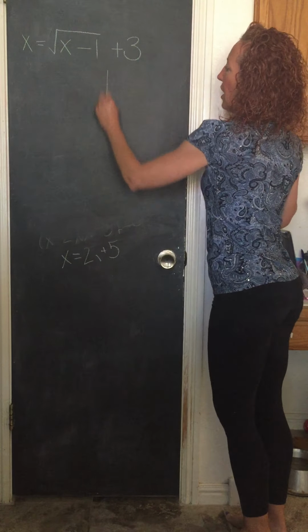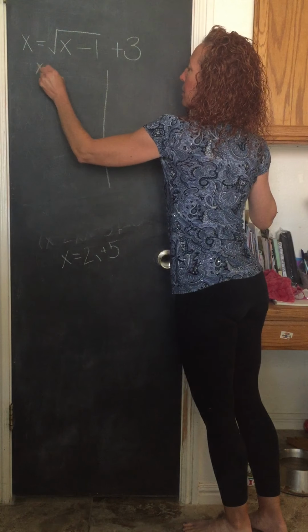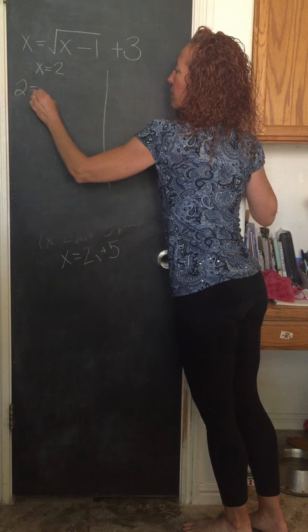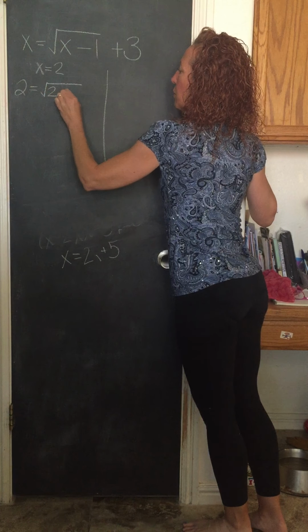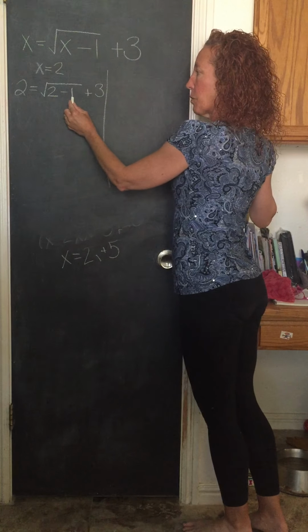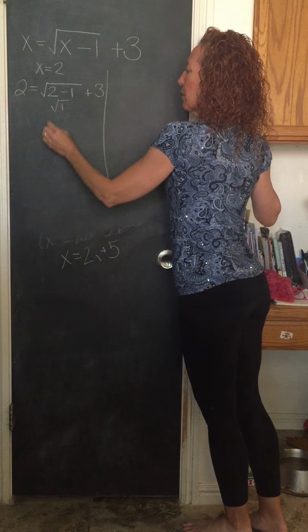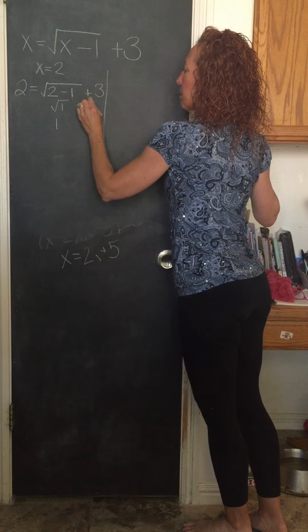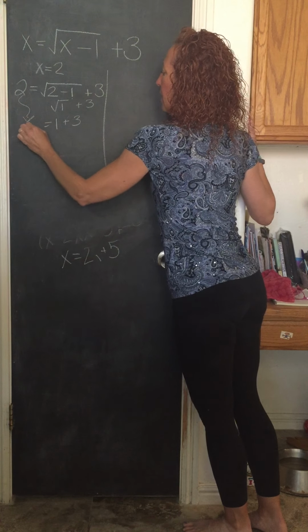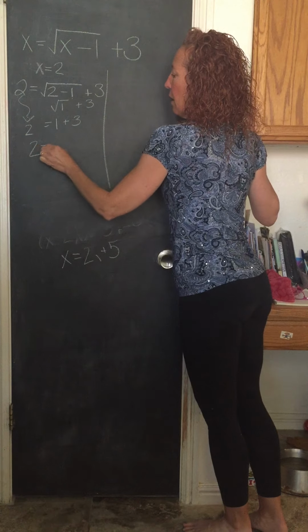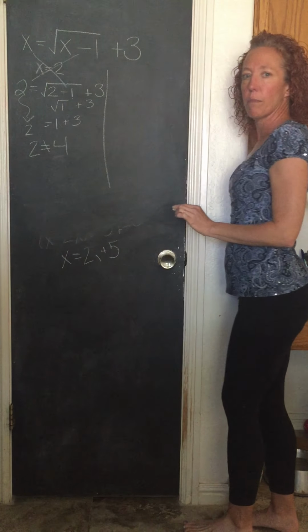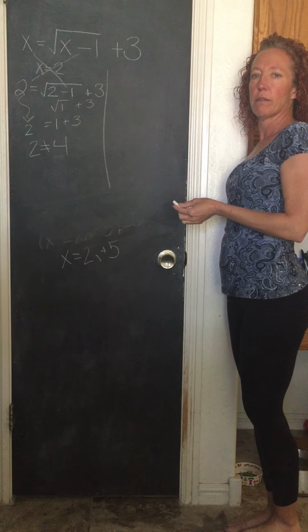So if I check x equals 2, I'm going to plug 2 in right here. 2 equals the square root of 2 minus 1 plus 3. 2 minus 1 is 1. The square root of 1 is 1. If I bring that down, 2 does not equal 4. So I throw that answer out because it does not check.